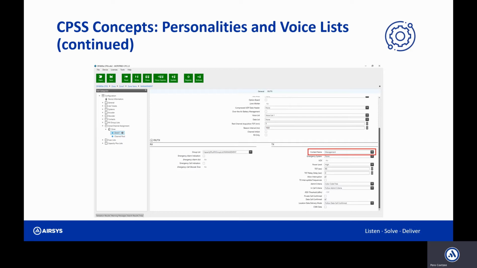The only difference in a Capacity Plus system is the admit criteria has to be polite. So you cannot be impolite or select always under admit criteria because the system won't allow you. And that's a good thing because that means you won't be able to transmit over another user.